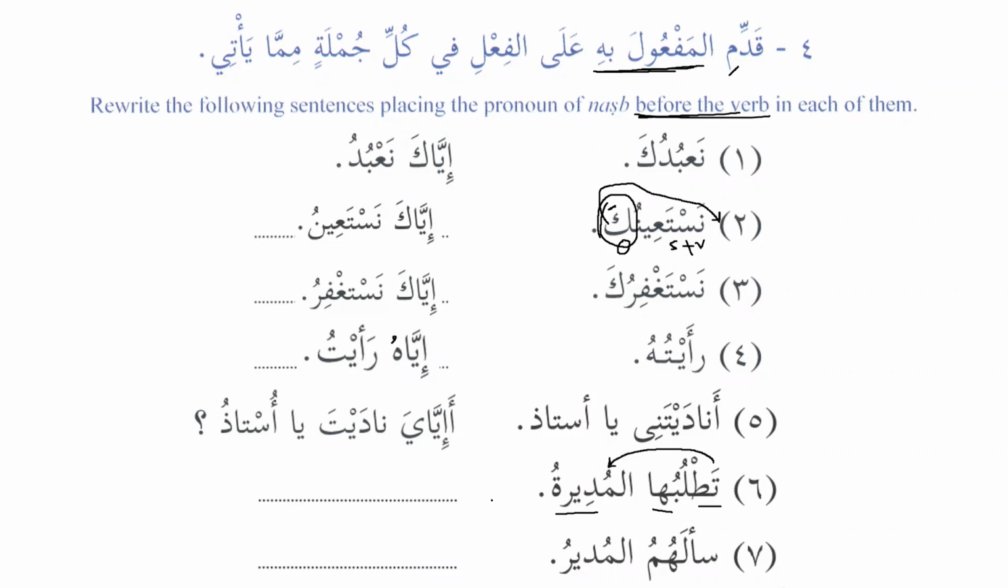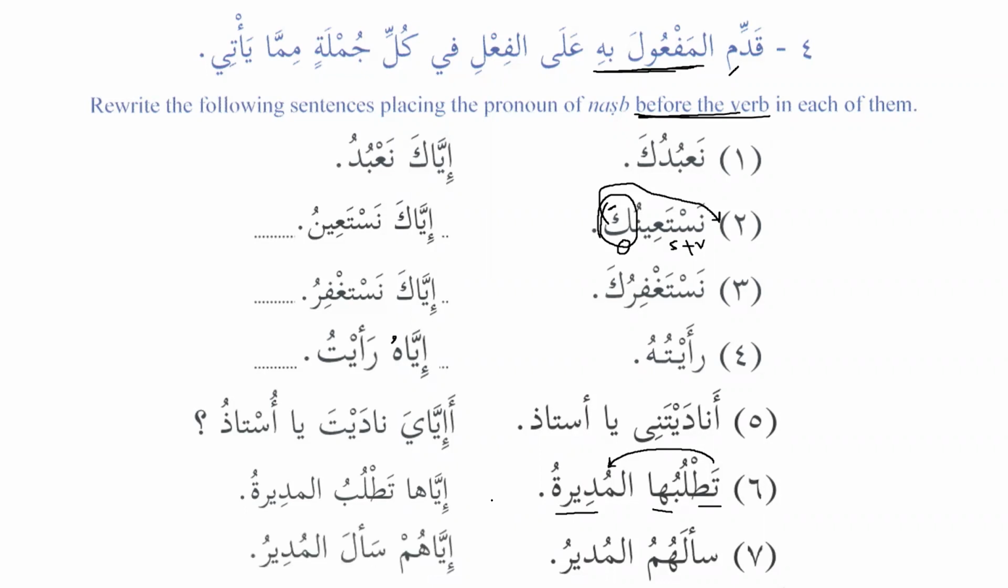The headmistress wants to see her. Iyaha tatlubul mudira. Excellent. Iyaha tatlubul mudiratu. Perfect. Then we have sa'alahum al-mudiru. And when we connect hum with al, we will say sa'alahumul mudiru. The manager asked them. And we want to say that the manager asked only them. Iyahum sa'alal mudiru. Excellent.